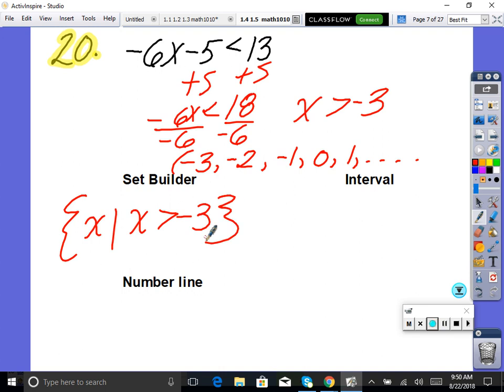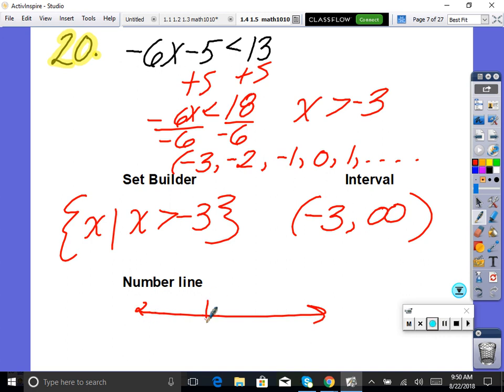Interval notation. Our lowest value is? Good. Negative 3. And it's going to? Infinity. And it's not including. And infinity always gets a parenthesis. There's 0, negative 1, 2, 3. There's negative 3. Look, the arrow points that way. We're going that way. And then it's not including, so we could do an open circle or parentheses. I'm switching to the other way.